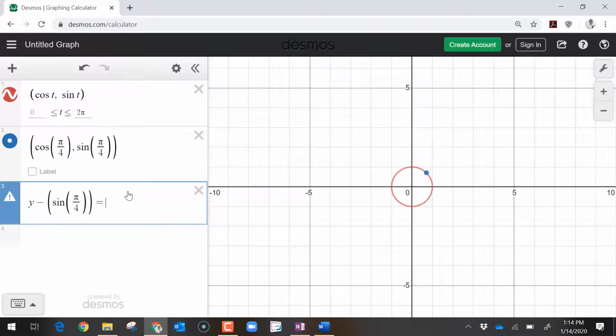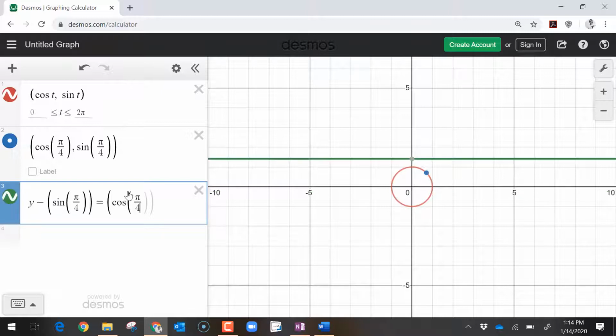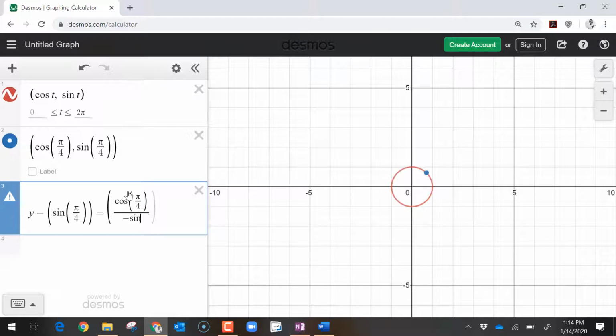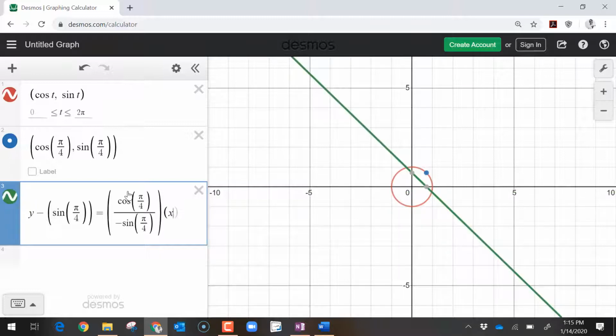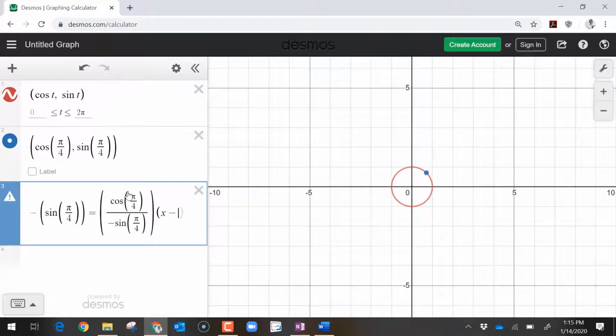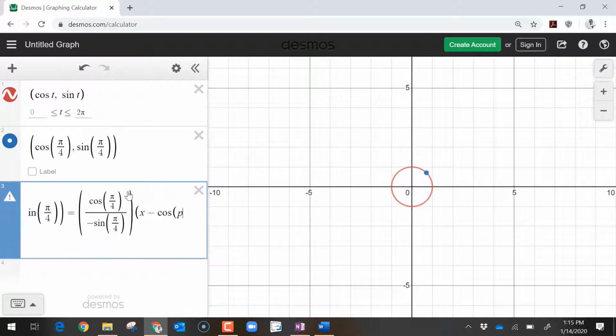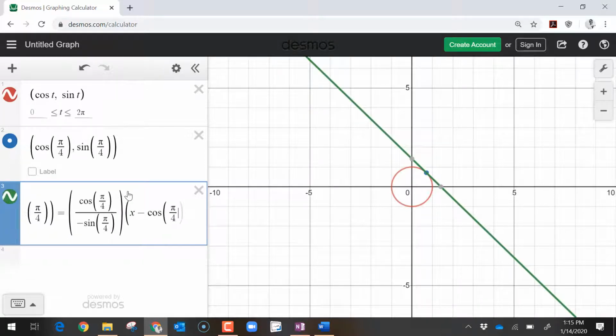Is equal to the slope. The slope we got was cosine divided by negative sine. And x minus, what's the x value? Cosine. There you go. Pretty cool, huh?